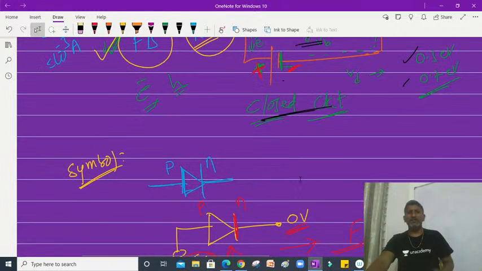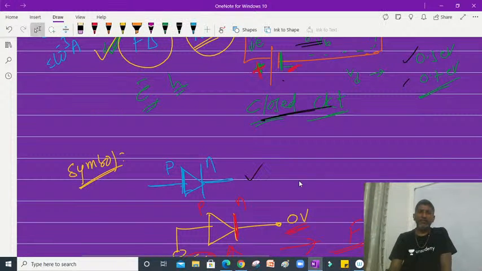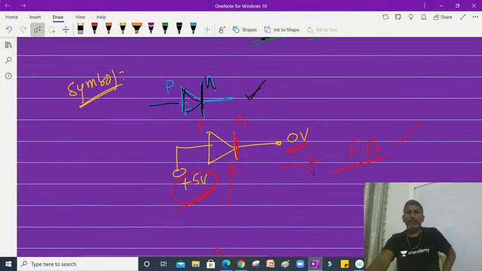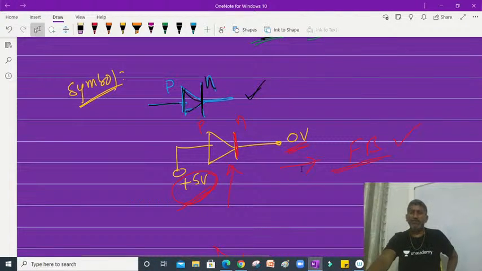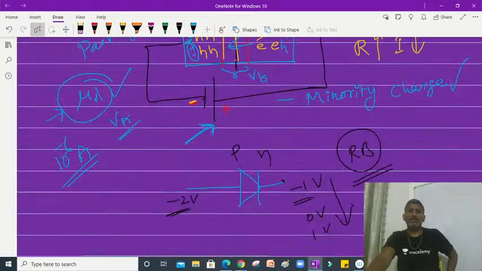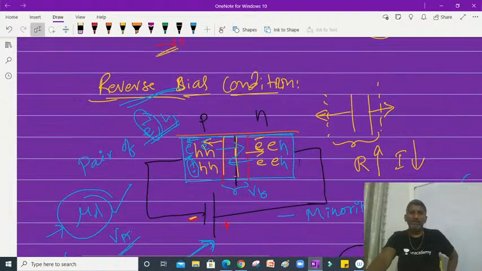Generally this is the symbol for the diode. This vertical line represents the n-type material and this section represents the p-type material. Example problems we have seen. When the p-type connects to high potential and the n-type connects to low potential, that is the forward bias condition. Now coming to reverse bias condition.